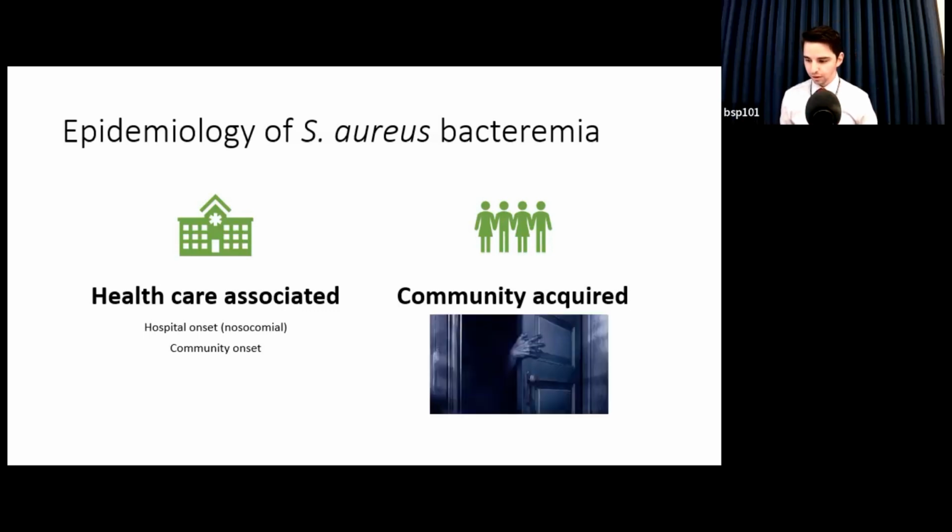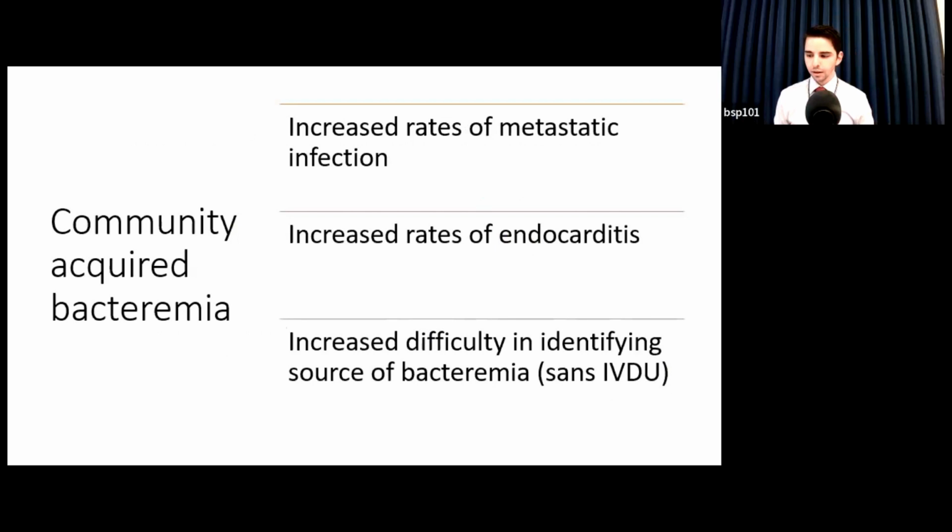Patients with community-acquired bacteremia, on average, around 40% of the time will have a metastatic site of infection. On average, they have about 3 times higher rates of endocarditis compared to patients with nosocomial infection. And more often, you'll have difficulty identifying the source of bacteremia in patients who come from the community. It's just not as obvious. They don't have the central lines. They don't have recent surgeries that you can look at. It's a little bit more difficult to pin down how they developed Staph aureus bacteremia.